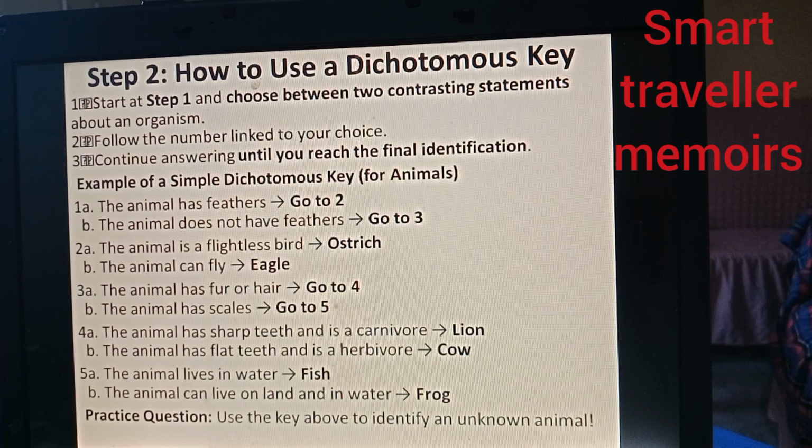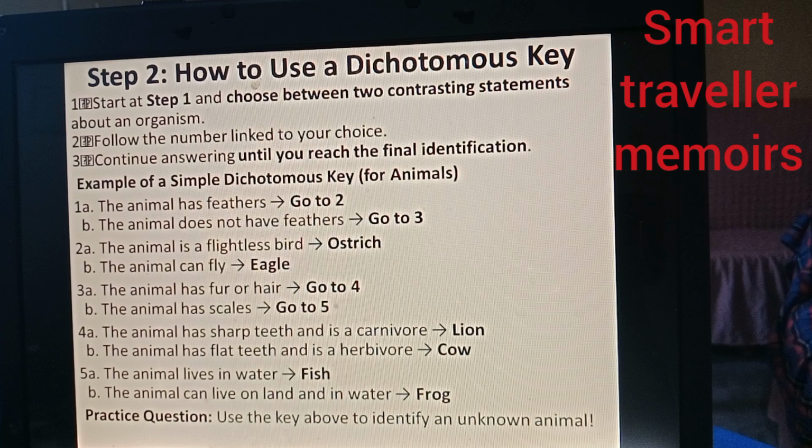2A, remember in 1A you are told to go to 2. The animal is a flightless bird. You have identified the animal is an ostrich. 2B, the animal can fly. This is an eagle. If the animal does not have feathers, you are told to go to 3.